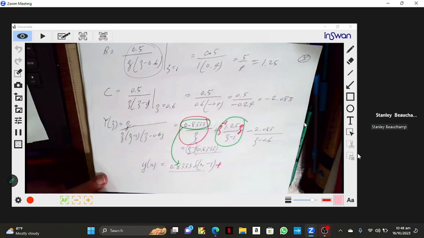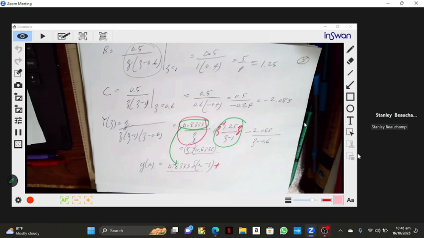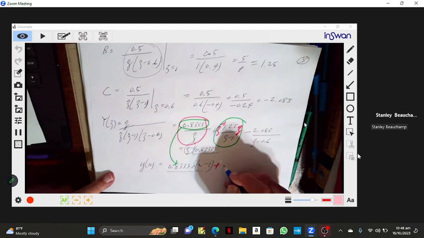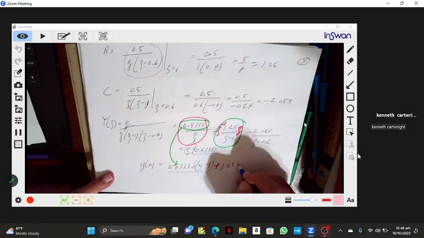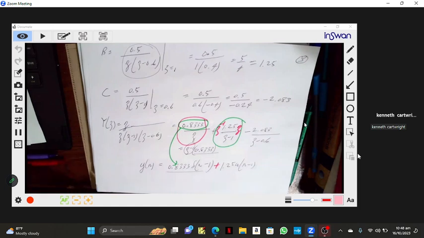That gives us 1.25 u of n minus 1. 1.25 u of n minus 1.